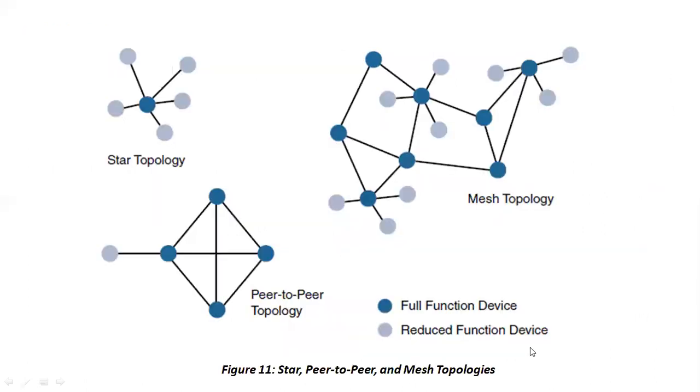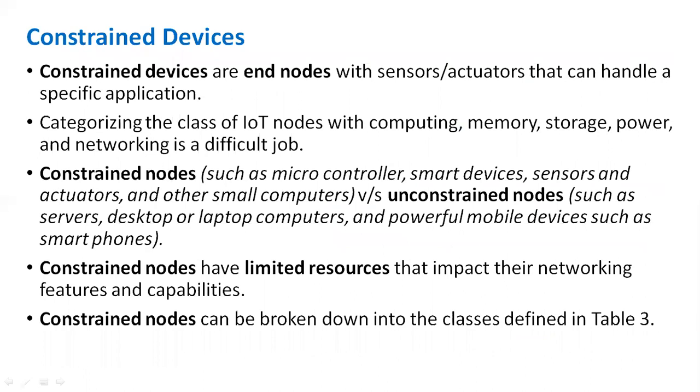Okay, so then let me go to the next subtopic, that is constrained devices. See, these are the devices with constraints. As its name itself says, constrained means what? Somewhat limitation is there, somewhat restriction is there, and somewhat conditions are there. So the devices which have limited specifications are called constrained. It is a general meaning.